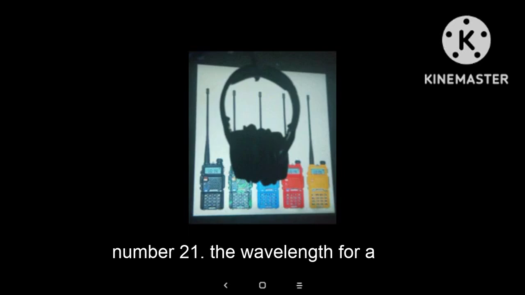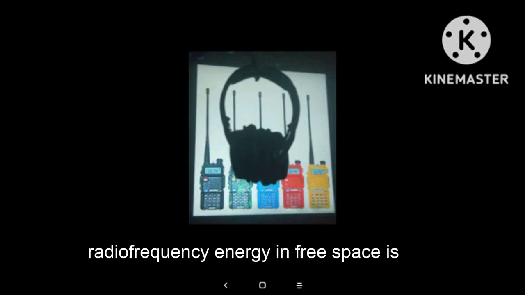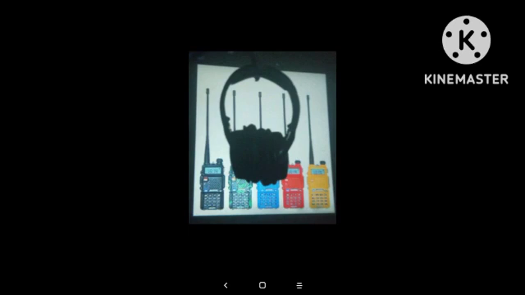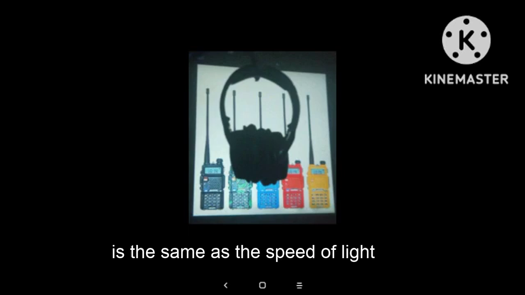Frequency. Number 21. The wavelength for a frequency of 25 megahertz is 12 meters, or 39.4 feet. Number 22. The velocity of propagation of radio frequency energy in free space is 300,000 kilometers per second. Number 23. The speed of a radio wave is the same as the speed of light.